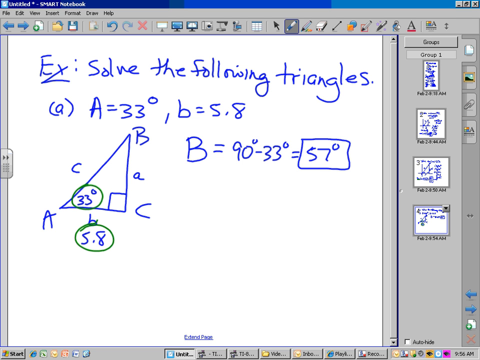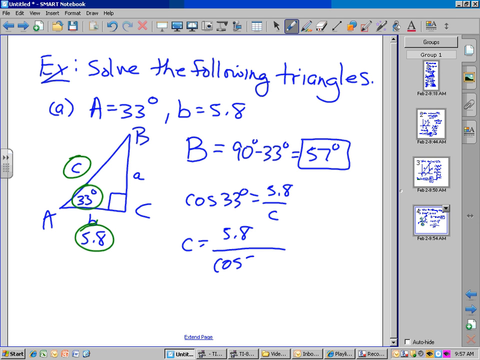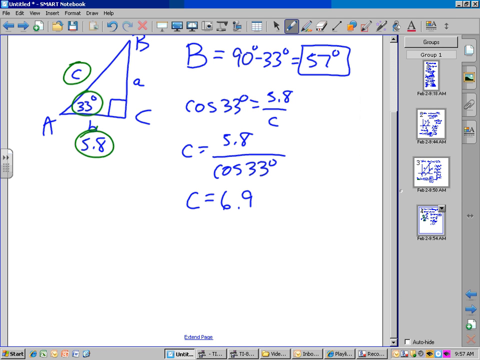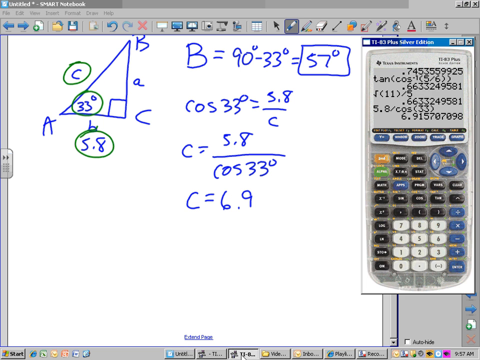I have this. What else do you want to solve for, A or C? I heard C first. What trig function do we use to solve for C? Cosine. So C equals 5.8 over the cosine of 33 degrees, or 5.8 divided by cos 33. That's 6.916.